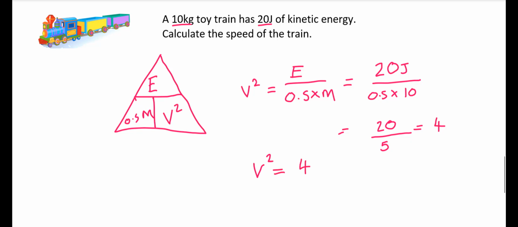But remember, we want the speed and not speed squared. So we have to square root both sides. And that gives us v is equal to 2 meters per second.